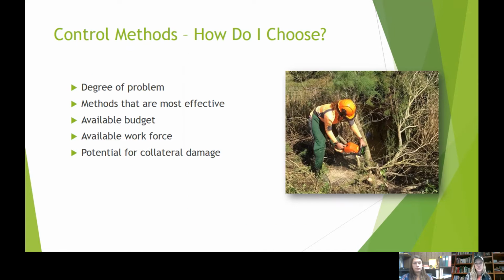And the selection, as I mentioned, is going to depend on the degree of the infestation, what species you're dealing with, the methods that are most effective for that particular species, and the available budget you might have. Can you contract out this work to someone else, or are you going to be handling it yourself? And the potential for collateral damage. Again, if you have a lot of desirable, nice native species growing near these invasives you're attempting to control, you're probably not going to go in there with large-scale brush mowing or large-scale foliar spraying of herbicide. It's going to be much more selective.